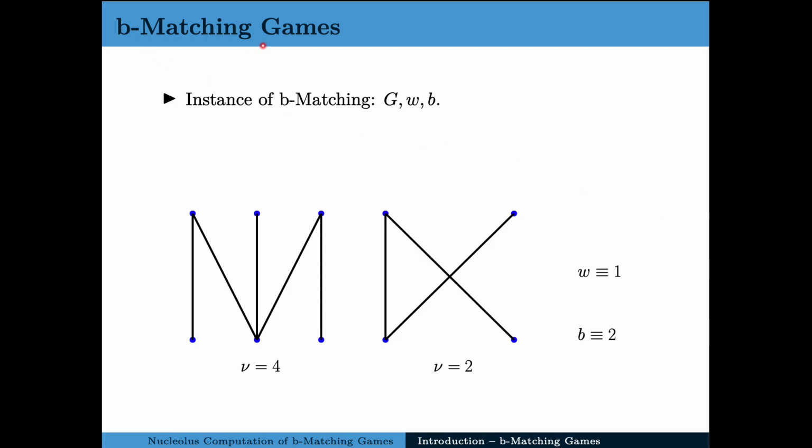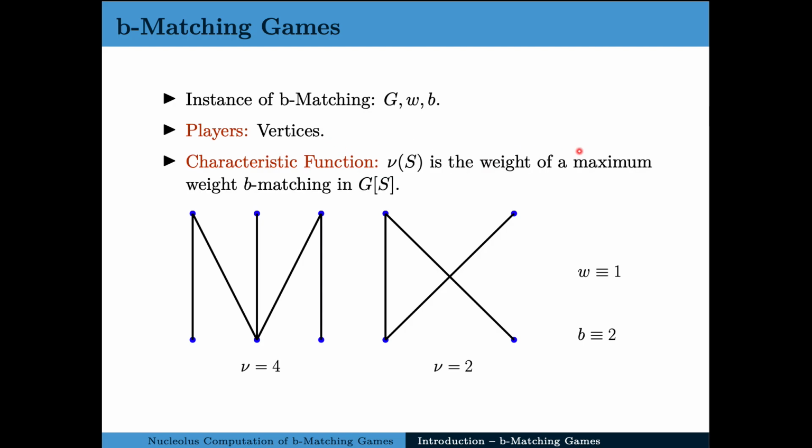Now, what is a b-matching game? To start, we have an instance of the b-matching problem, and our player set are the vertices. We also define the characteristic function, say nu of S, as the weight of a maximum weight b-matching in the graph induced by S. For instance, in this component, the maximum b-matching is 4, and in this component, the maximum b-matching is 2.